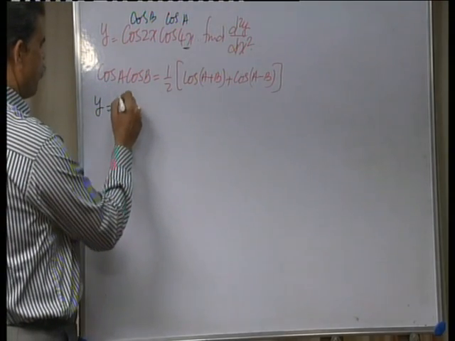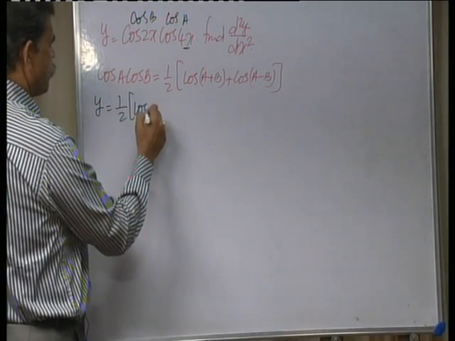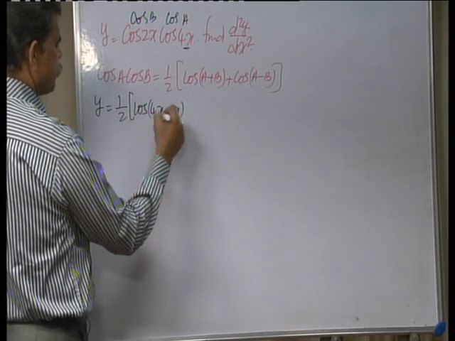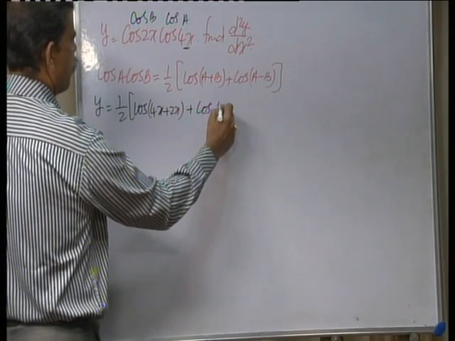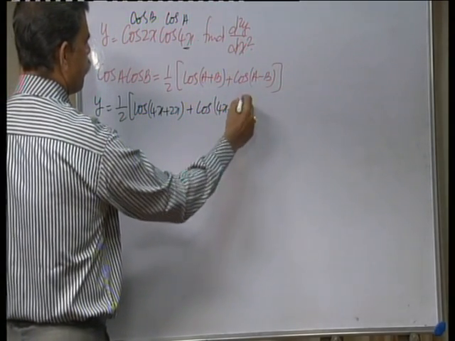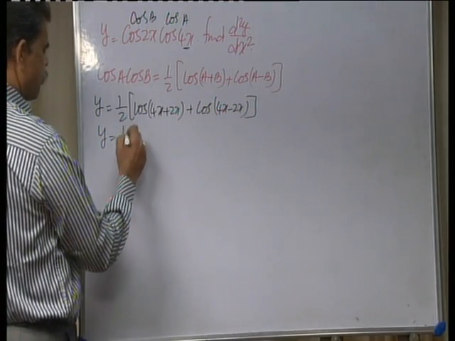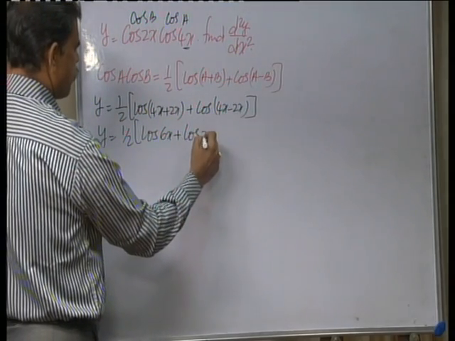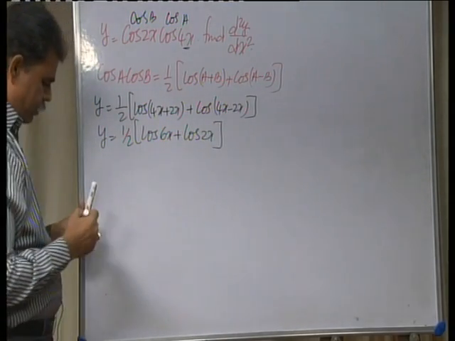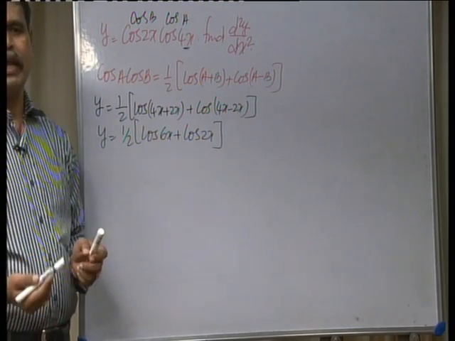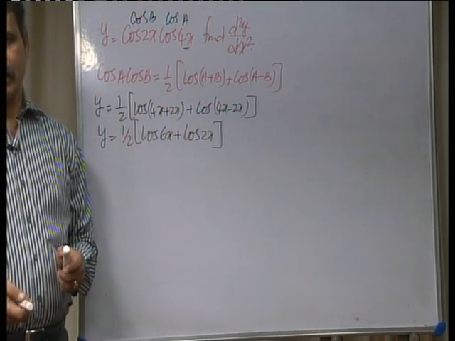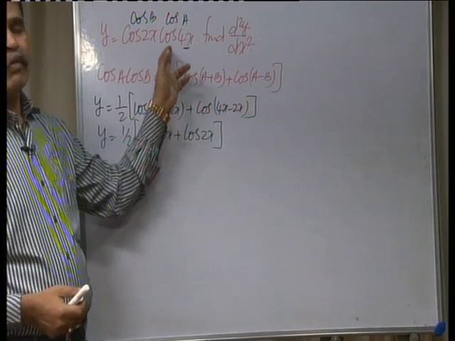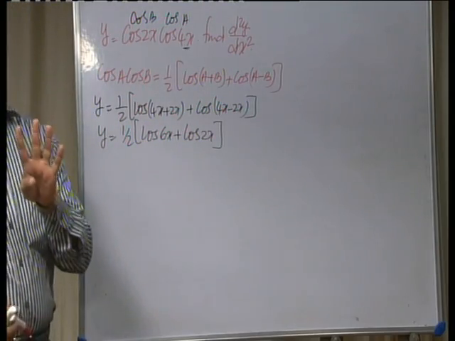Then y becomes 1 by 2 into cos of A plus B, 4x plus 2x, plus cos of 4x minus 2x. Then y is equal to what? 1 by 2 into cos of 6x plus cos of 2x. So, with this you can find derivative of any order easily. Otherwise, if you do directly, what happens? We have to apply the product rule 4 times.